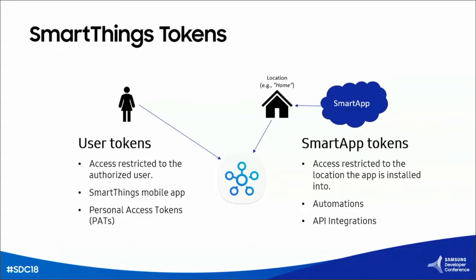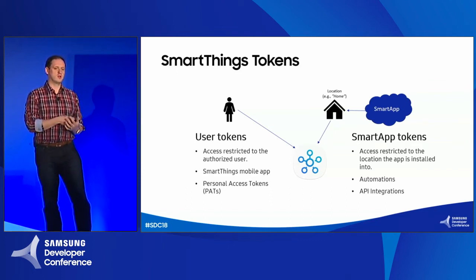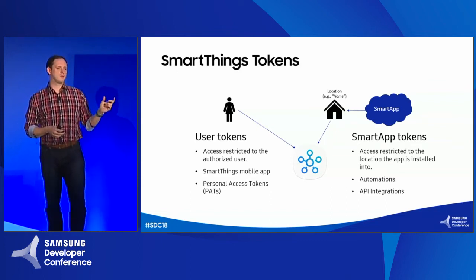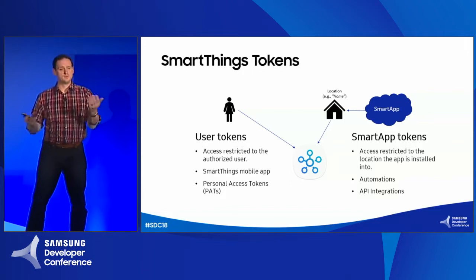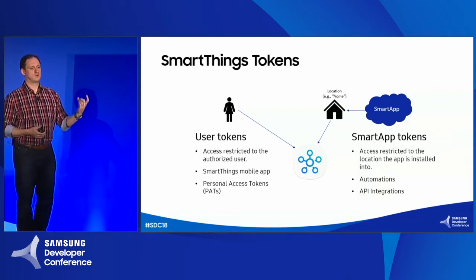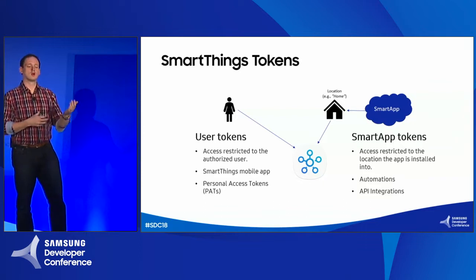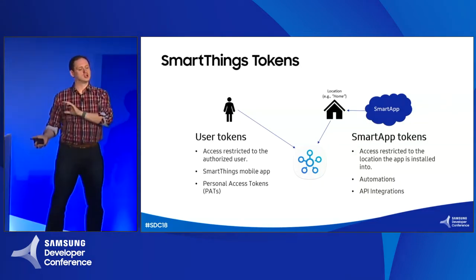So SmartThings tokens today, you have user-based tokens and smart app tokens. User-based tokens are things that the mobile app has. They're restricted to an individual user. We have something called a personal access token. These are intended for a developer audience, so you all. You're able to go and get a long-lived token tied to you to start developing against the APIs, but it's not really intended for a production-grade system.